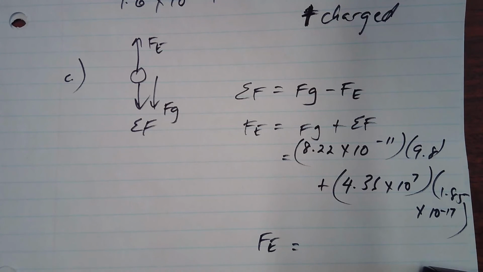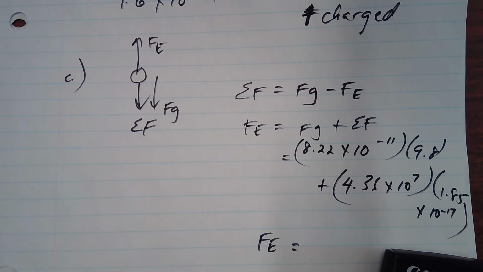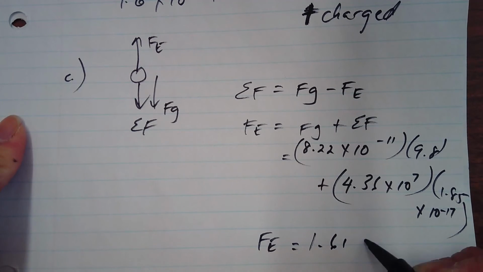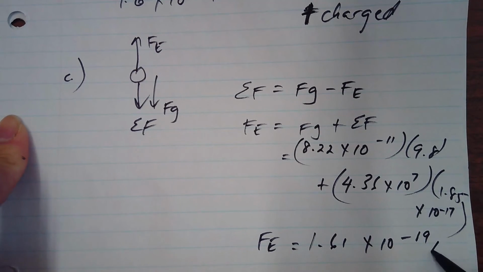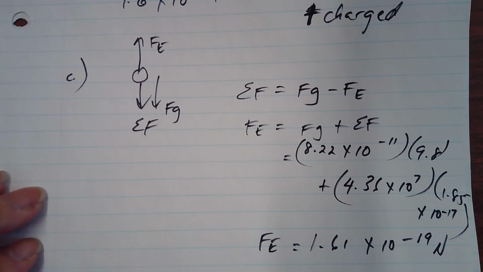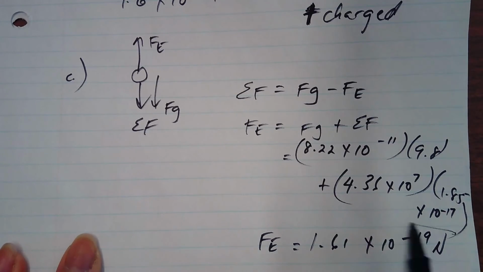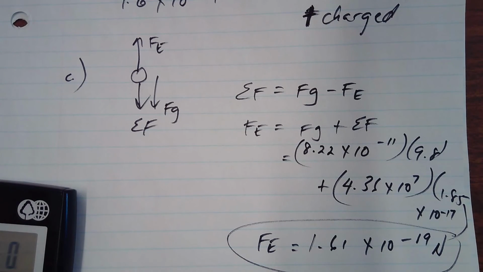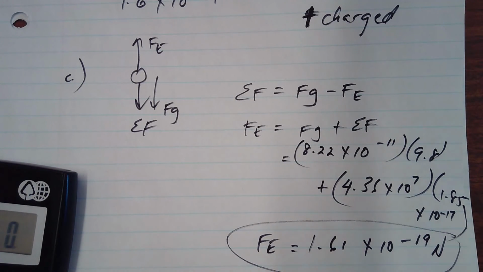8.22 exponent negative 11 times 9.8 plus 4.36 exponent 7 exponent negative 17. And I got 1.6 times 10 to the negative 19 newtons. Okay, now that answer there, if you guys calculated this correctly, this should be the correct answer. I'm suspecting this was just the net force. So let me just double check that.